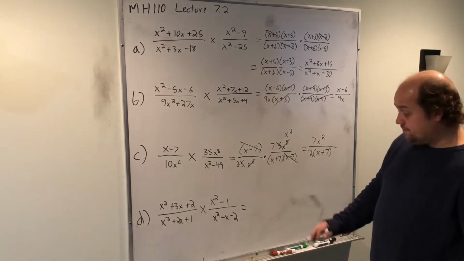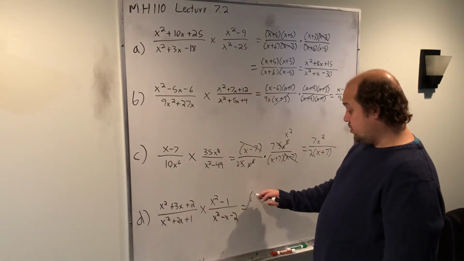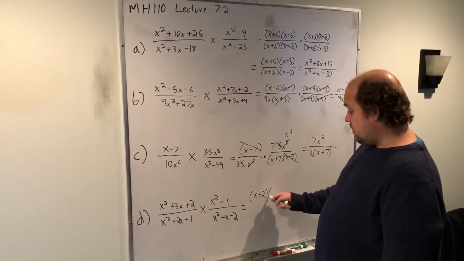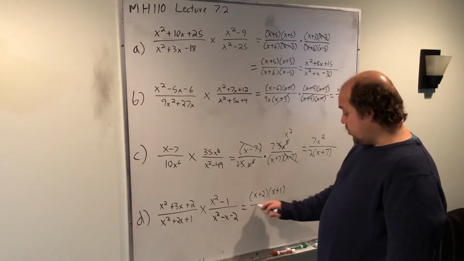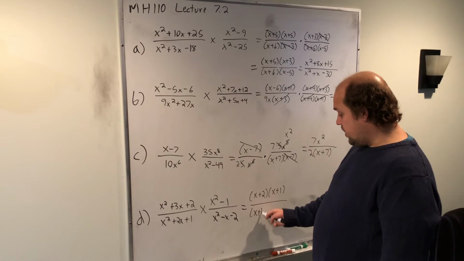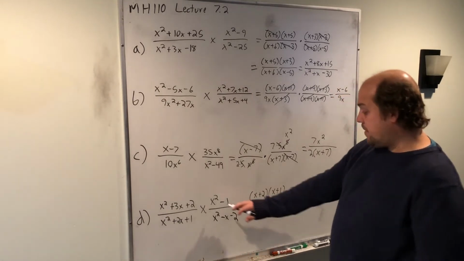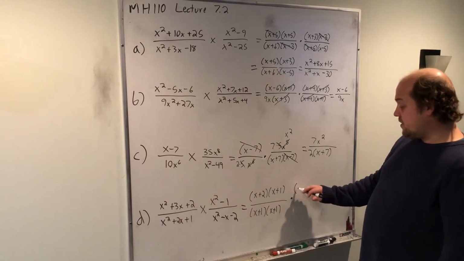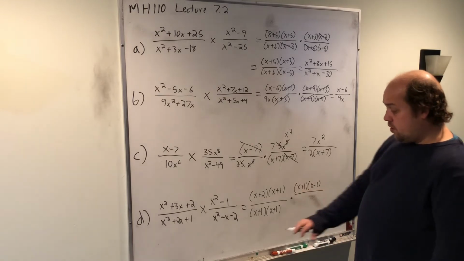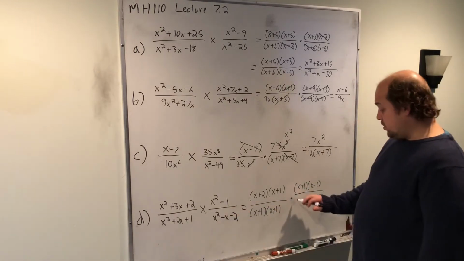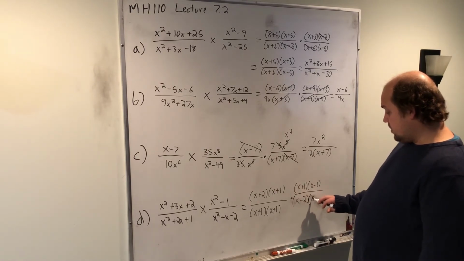Part D, start out factoring the top of this one, x squared plus 3x plus 2 becomes x plus 2, x plus 1. On bottom, x squared plus 2x plus 1 is just x plus 1 times x plus 1. I'm then multiplying that by x squared minus 1, which is the difference of squares, x plus 1, x minus 1, over x squared minus x minus 2, which is x minus 2, x plus 1.